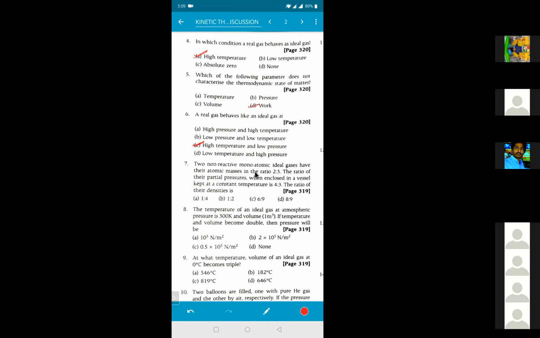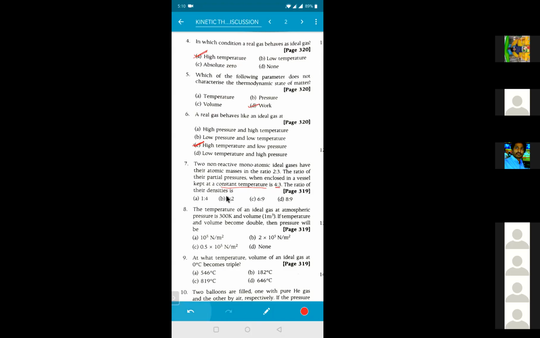So next one. Two non-reactive monoatomic ideal gases have their atomic masses in the ratio 2:3. The ratio of their partial pressures when enclosed in a vessel kept at a constant temperature is 4:3. The ratio of their densities will be equal to how much? This is also a really very good question. Temperature is kept constant. The ratio of their partial pressures is found to be 4:3. So he's asking the ratio of their densities.